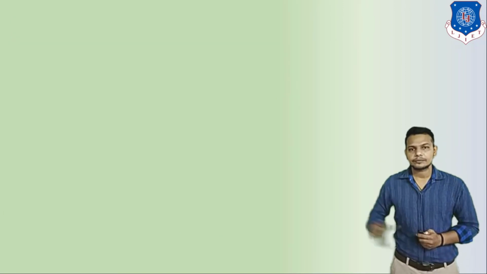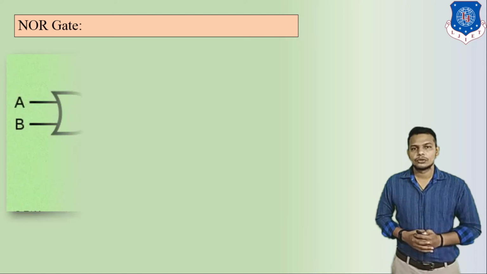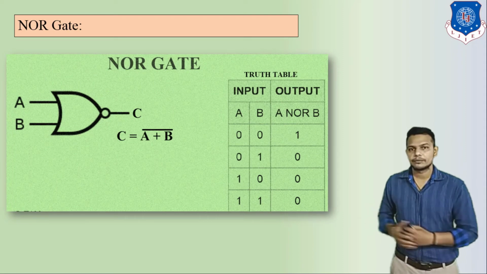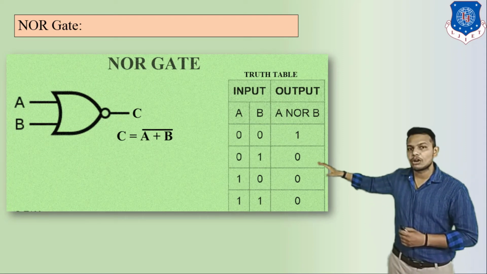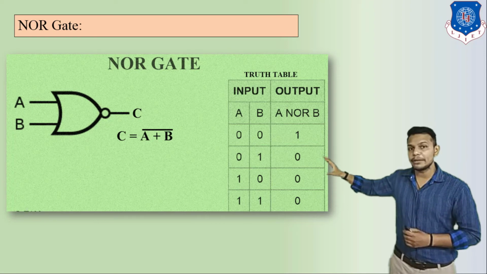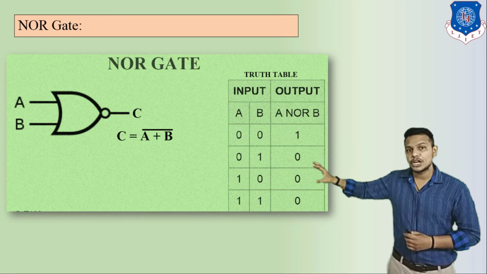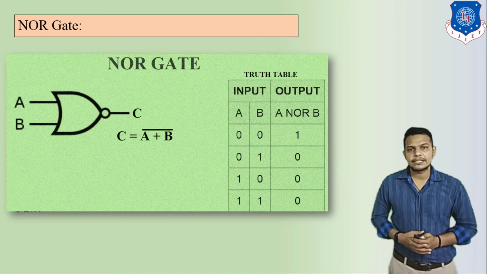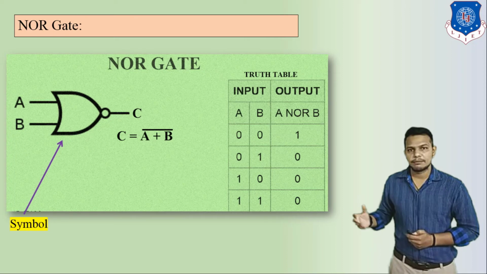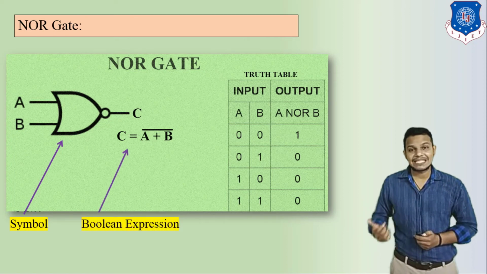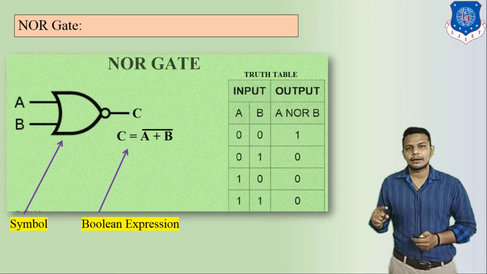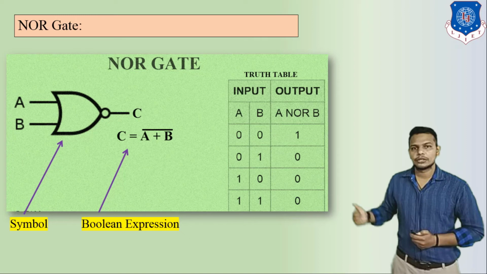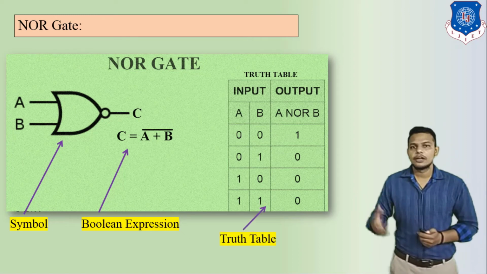Similarly, here we can see the NOR gate. So it becomes OR plus NOT. Here we can see this is the symbol of the NOR gate. So it is the combination of an OR plus NOT gate, it becomes a NOR gate. Here we can see its operation, symbol, and Boolean expression. So it becomes C is equal to (A plus B) whole bar. So it is basically the inversion of the OR gate. And here we can see this is the truth table of the NOR gate.